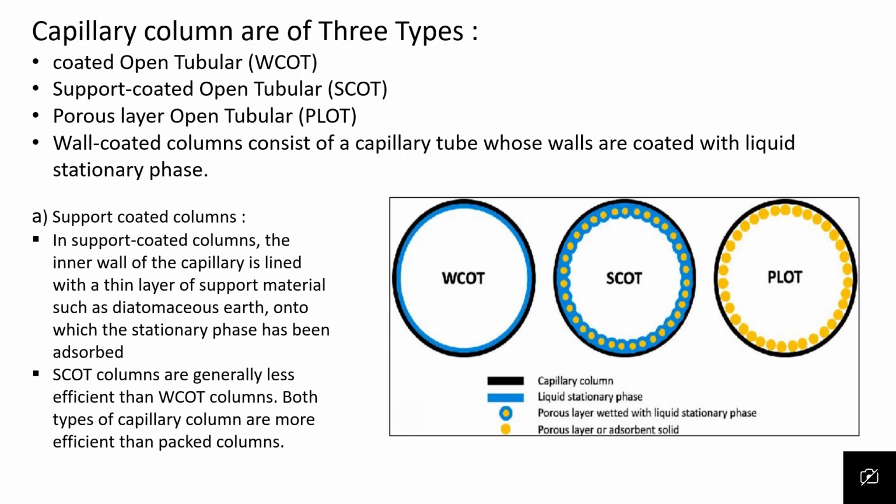Wall-coated columns consist of a capillary tube whose walls are coated with liquid stationary phase. Support-coated columns. In support-coated columns, the inner wall of the capillary is lined with a thin layer of support material such as diatomaceous earth, onto which the stationary phase has been adsorbed. SCOT columns are generally less efficient than WCOT columns. Both types of capillary column are more efficient than packed columns.